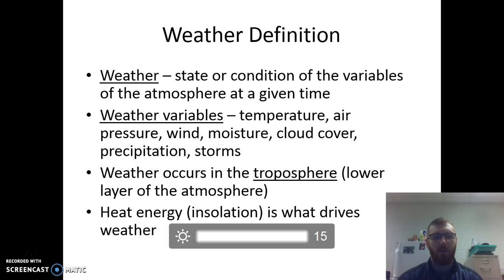Let's get into a little bit of weather here. So here's the definition of weather. It's the state or condition of the variables of the atmosphere at a given time. And weather variables include things like temperature, air pressure, wind, moisture, cloud cover, precipitation, and storms. We'll talk more about weather maps as we get into the unit here. Weather occurs in the troposphere, which is the lower layer of the atmosphere, and heat energy is what drives weather.